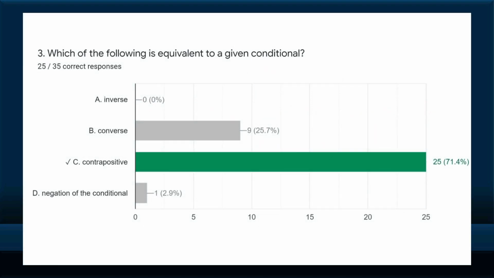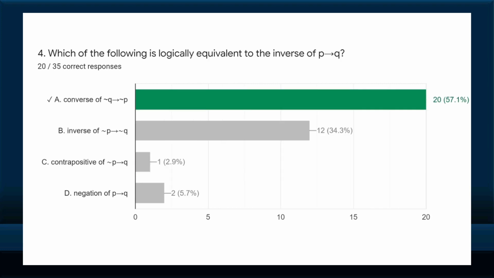Let's proceed to the next question. It's a multiple choice question. Which of the following is equivalent to a given conditional? It's obvious. The answer is contrapositive. The negation of the conditional, which is letter D, is not logically equivalent to the given conditional because the truth value will be the opposite of the truth value of the conditional. Let's proceed to the next one.